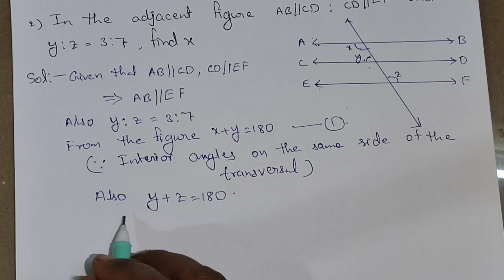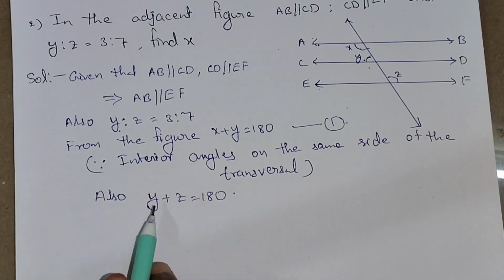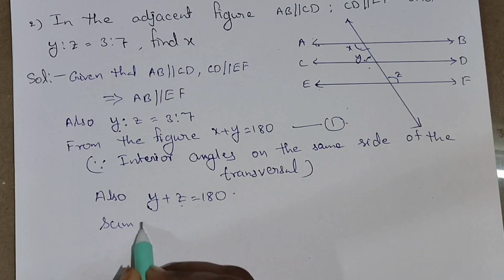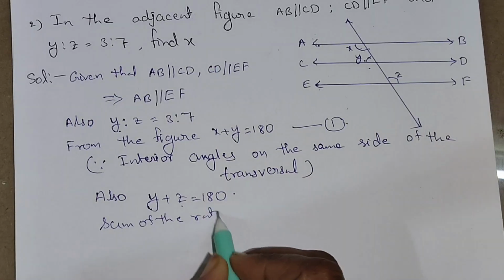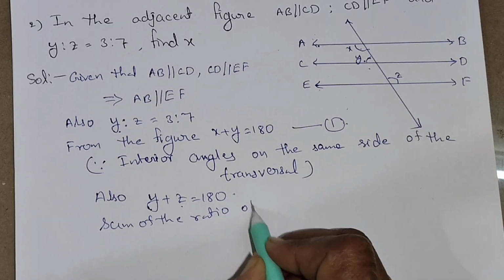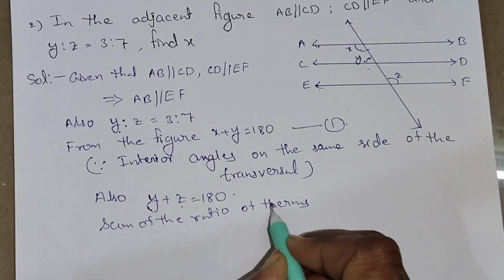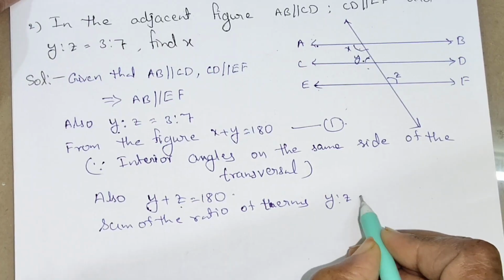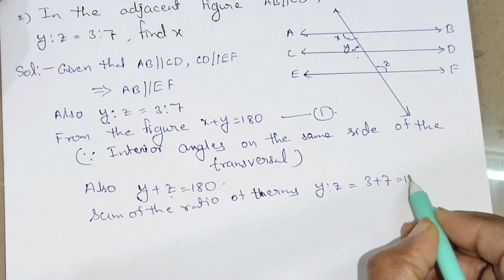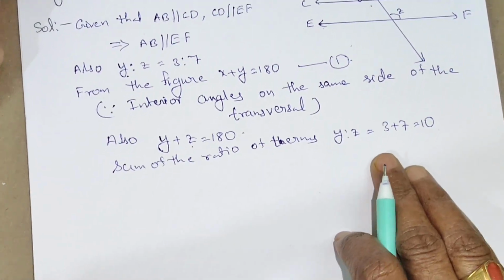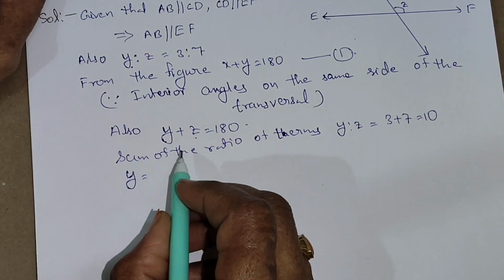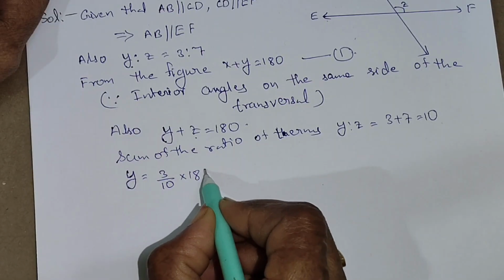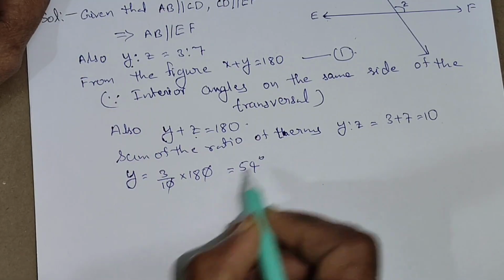The ratio Y to Z is given, and Y plus Z is equal to 180 degrees. So the sum of the ratio terms is 3 plus 7 equal to 10. Now we find the Y value. Y is equal to 3 by 10 into 180. The zeros get cancelled, so 54 is the answer.